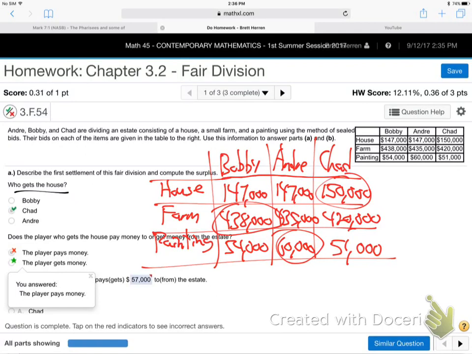Okay, so now the next line we have to do is figure out the total for everybody. So let's come on down here and do the total. I'm going to add, you guys have a calculator? I'm going to add vertically Bobby's numbers to figure out the total value of the estate according to Bobby and his value system. So if you add those up on your calculator, 147, 438, and 54. 639?